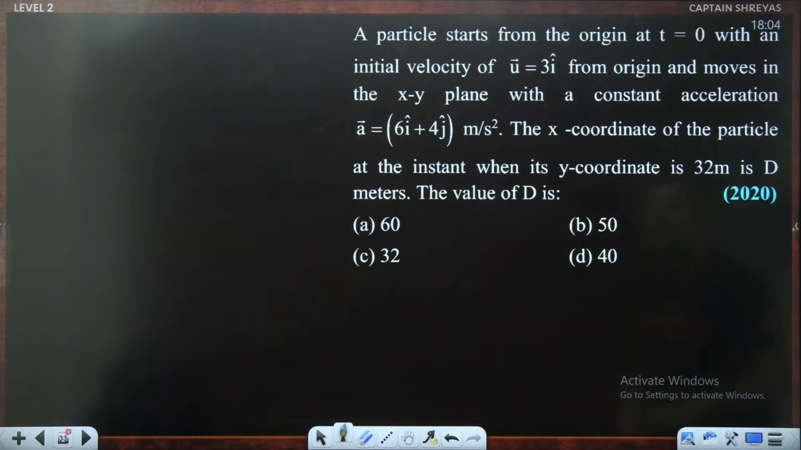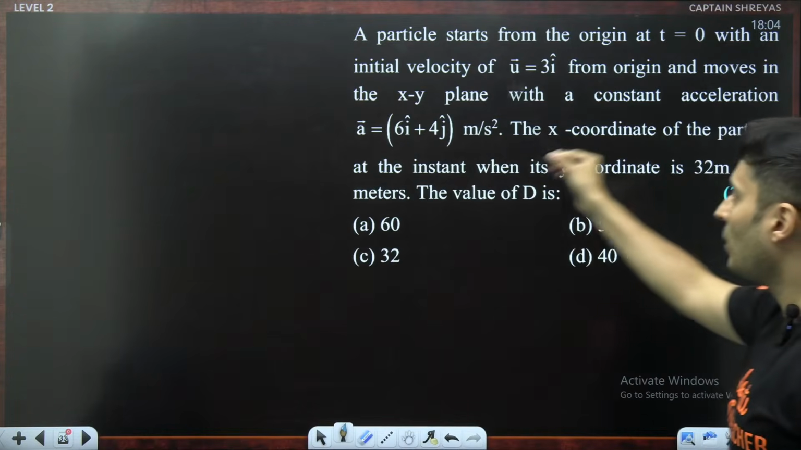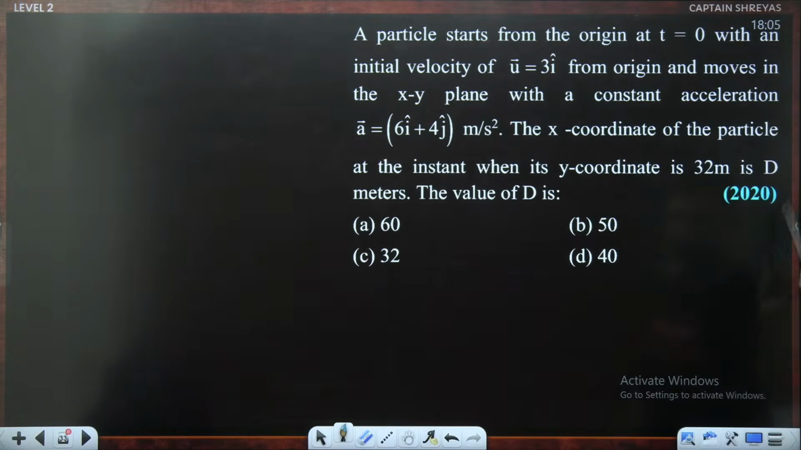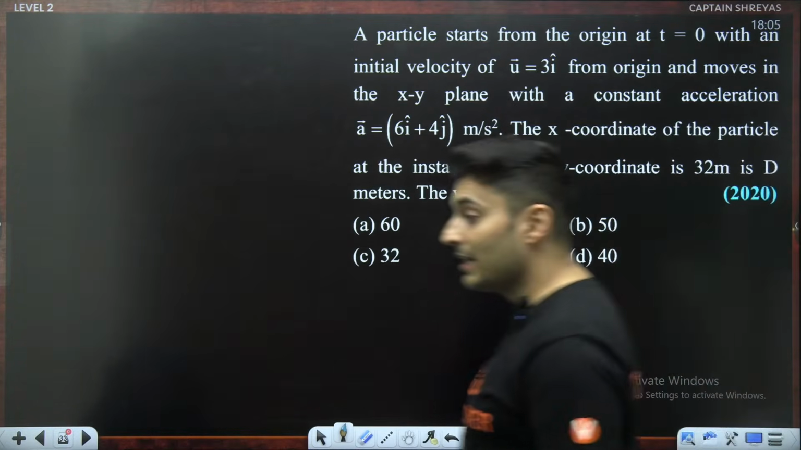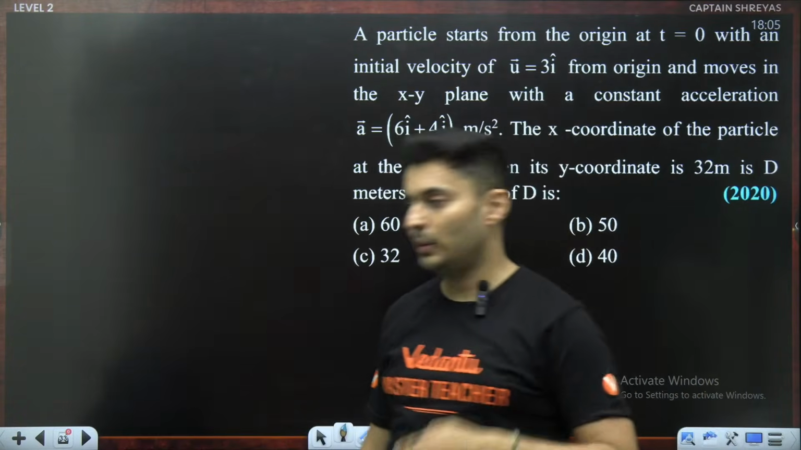This is a previous year question. A particle is starting from the origin with some initial velocity, moves in the xy plane with constant acceleration. Find the x coordinate when the y coordinate is 32. Interesting.